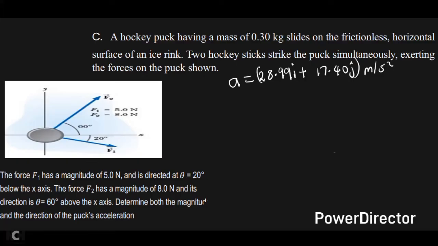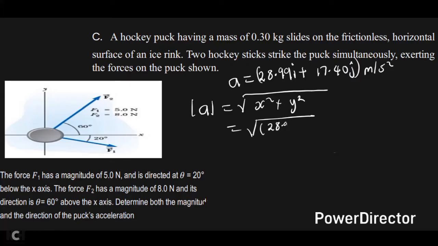Remember here they're saying the magnitude and the what? The direction. So how are you going to find the magnitude? Just use the formula, right? Which is x squared plus y squared. Then this is 28.99 squared plus 17.40 squared. Then everything we have to get 83.81 meters per second squared. So that's your first answer.